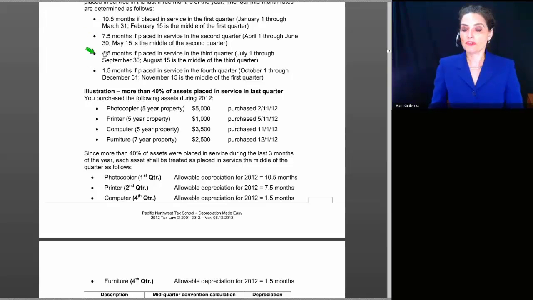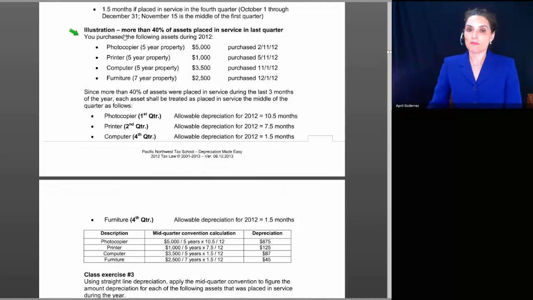And then we move on to the third quarter of the year. Well, the third quarter of the year runs July 1 through September 30, and halfway between those two dates is August 15, and therefore you get all of December, November, October, September, and half of August. So 4.5 months if you place it in service in the third quarter. And if it's placed in service in the final quarter of the year, you're going to get 1.5 months. That's figured with October 1 through December 31 and November 15 being the middle of that fourth quarter. And of course, that means you get all of December plus half of November. That's 1.5 months.